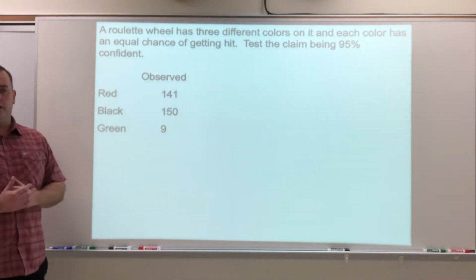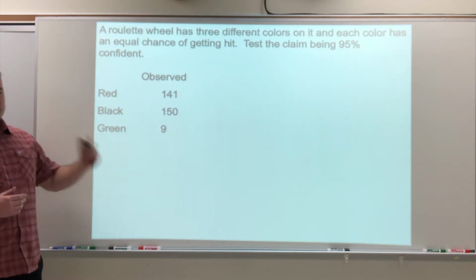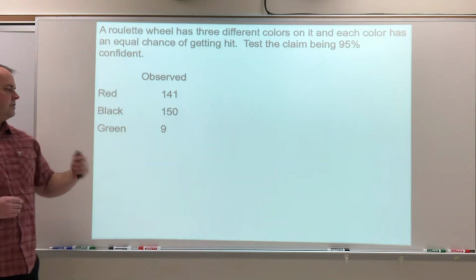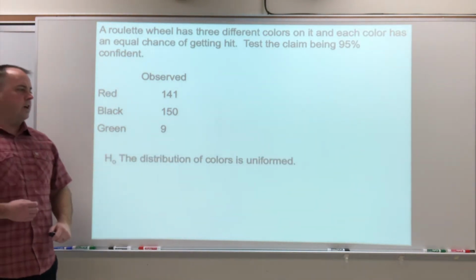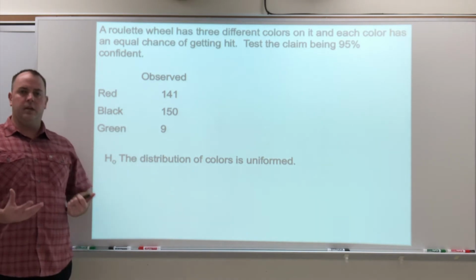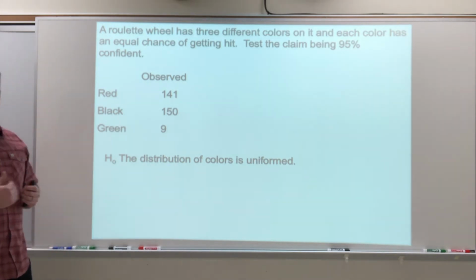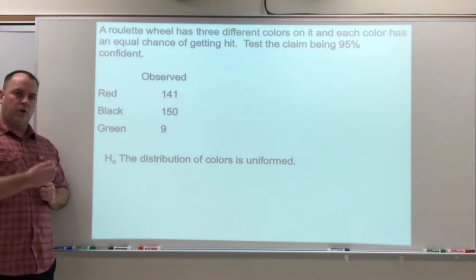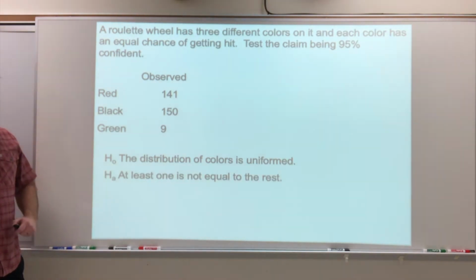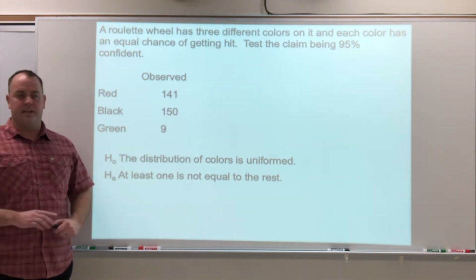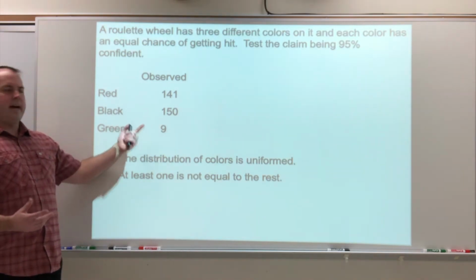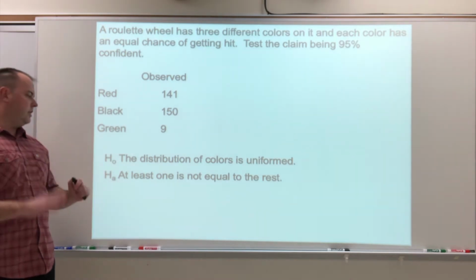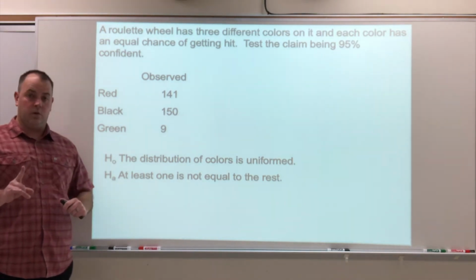So the first thing we need are the null and alternative. This time, since we are saying that these have an equal chance of getting hit, the null is: the distribution of colors is uniform. Uniform means equal. They're about the same. Red, black, and green are all getting hit about the same. Again, equal, just like our null always is. The alternative: at least one is not equal to the rest. Using this data set, we can see which one is not equal, but we're not going to go into judging it right now. The alternative is just that at least one is not equal.